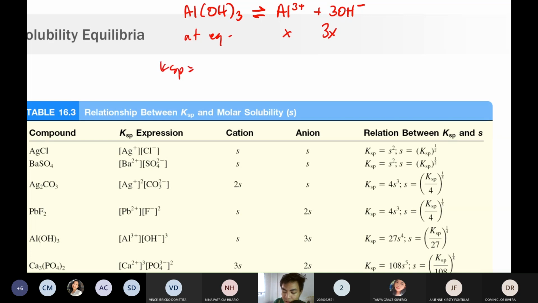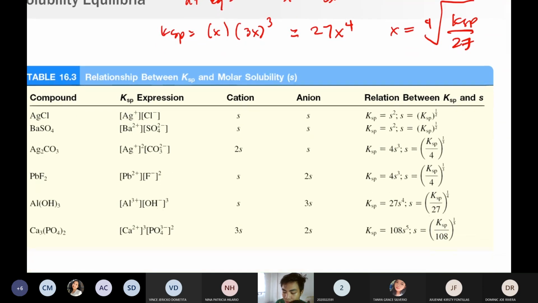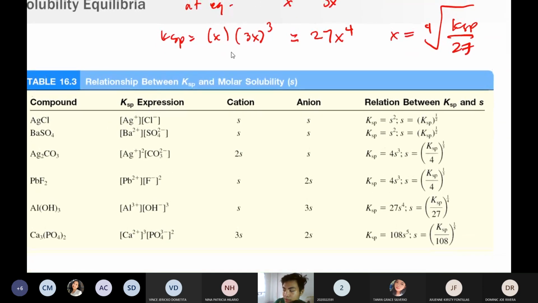If you write that into our KSP value, that will be X times 3X, and that will be cubed also. Cube yung sa concentration ni OH kasi may coefficient siya na 3. So what's 3 cubed? 3 cubed is 27. That's 3 times 3 times 3, di ba? Tapos, we will have x raised to 3 times x. That will be x raised to 4. So to solve for x, that will just be the fourth root of KSP over 27. So yun na, ito yung mga shortcuts. Kahit di ka na mag-ice table, just look at the format of your compound. Then, from that, pwede mo malaman yung x value, yung molar solubility mo.